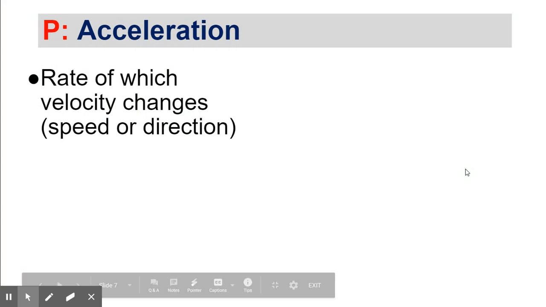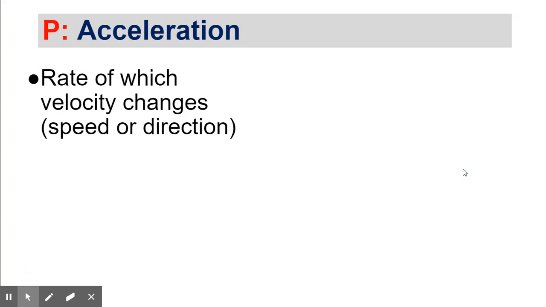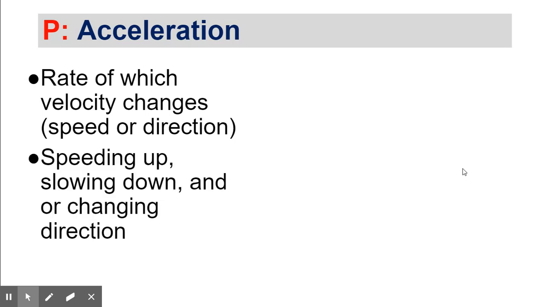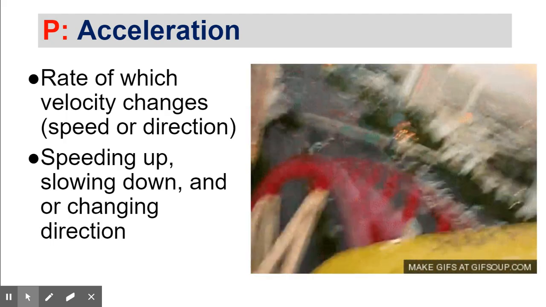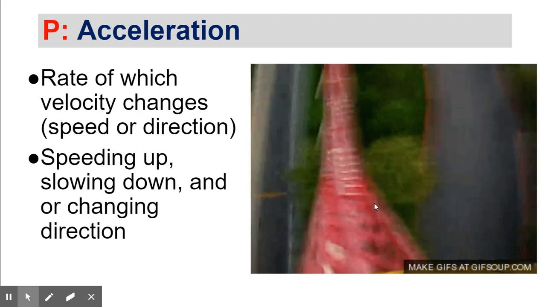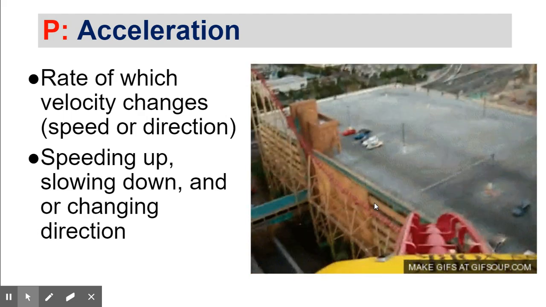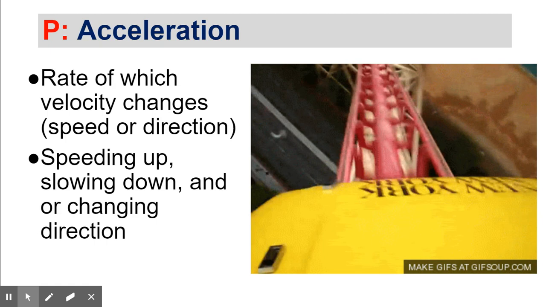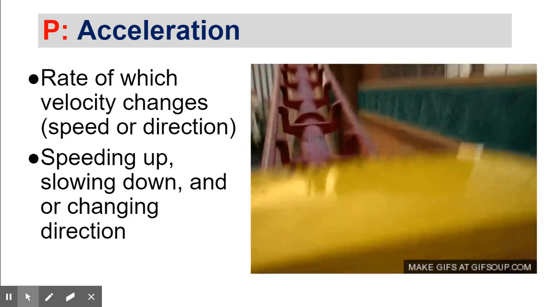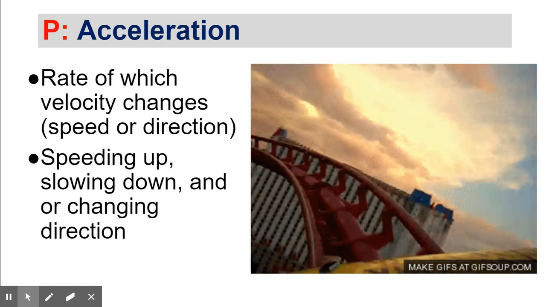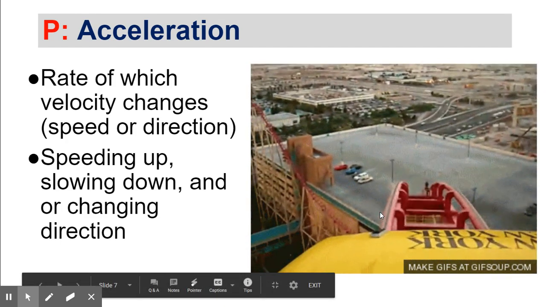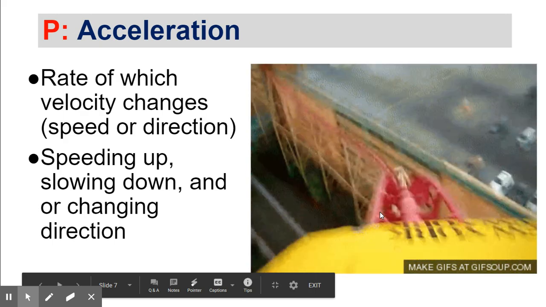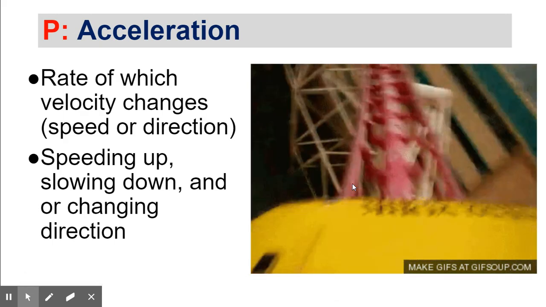Acceleration: the rate at which velocity changes, speed or direction. So, speeding up, slowing down, or changing direction, you would be accelerating. A roller coaster is an example of acceleration because it increases its speed as it goes down the track. It decreases its speed as it goes up. And every time it turns, it's changing its direction. So a roller coaster is changing its direction and changing its speed. So it's accelerating, it's doing both.